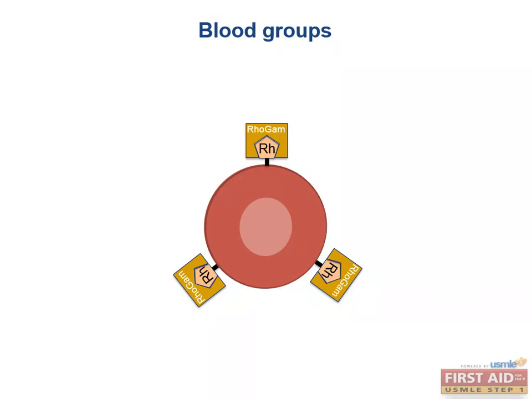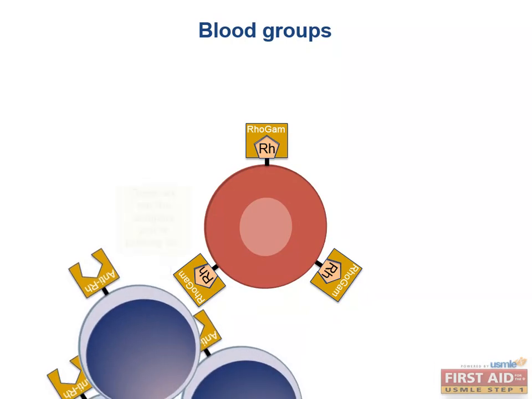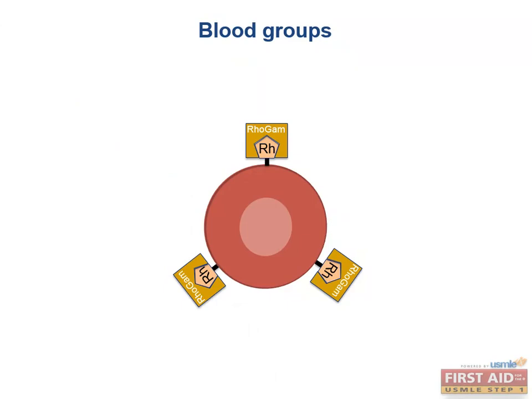The idea is that if one of the mother's naive B cells just happens to have the right antibody on its surface and just happens to pass by with Rh antigen exposed and laying around, it could activate and start producing anti-Rh antibodies in mass quantities. RhoGAM prevents this reaction from ever occurring.